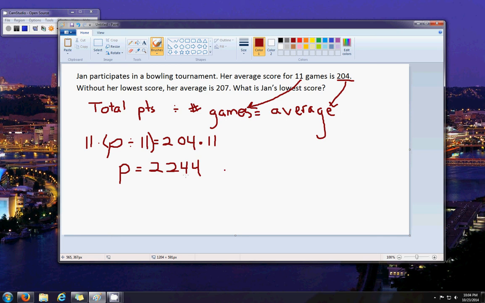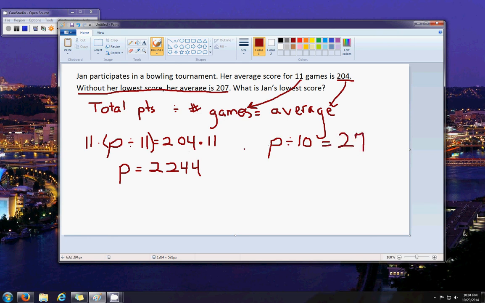So this was her total points over 11 games, but now we want to know without her lowest score, her average is 207. So this time, how many games is she playing? She's playing 10 games because her lowest score is missing. So we now know that her points divided by 10 games gives her a different average. Her average here is 207.